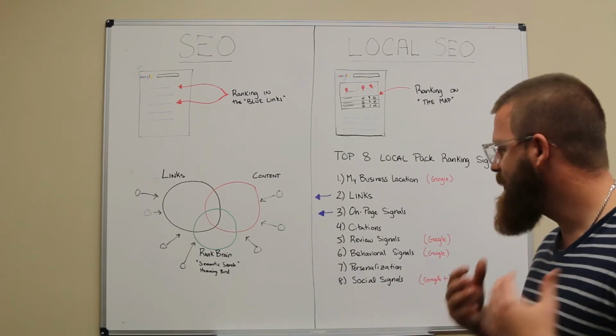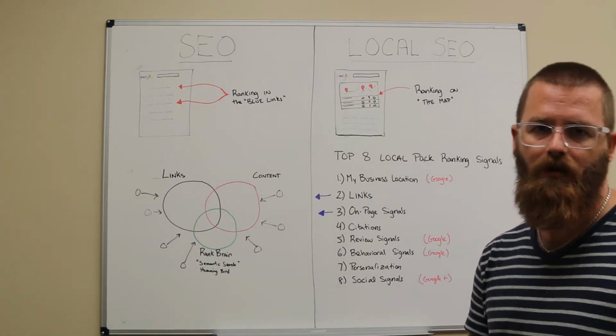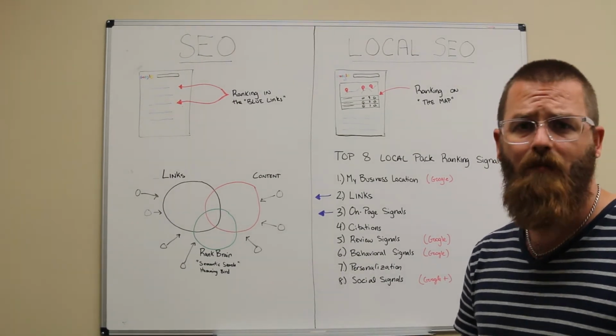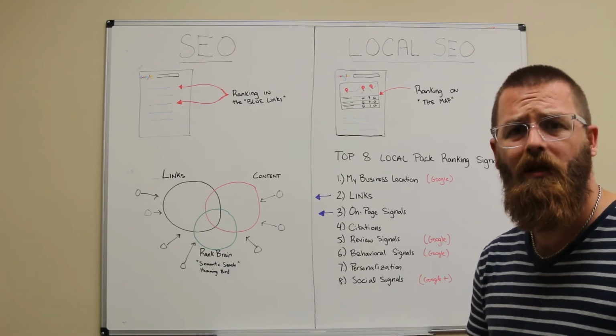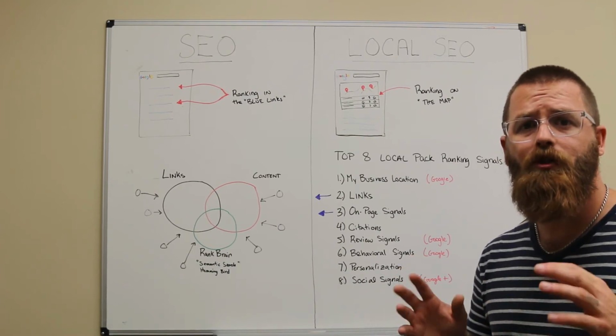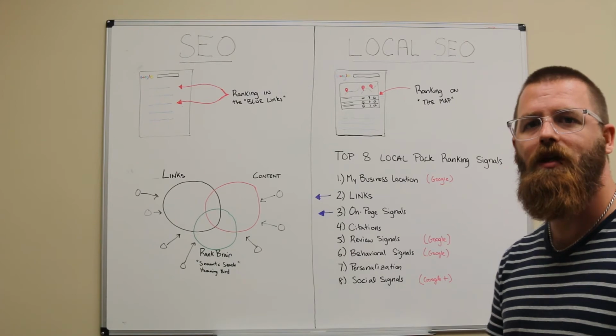Behavioral signals, that's the next thing. So this is the amount of people that click on your listing. How many people click on Find More? How many people click on your website? How many people click on your phone number? Google is tracking this information and they're going to use it when they're ranking you.